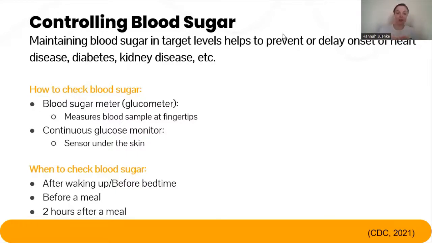When to check our blood sugar now? Quite often throughout the day, especially if your doctor has said, hey, you're at risk for having prediabetes, or you are running high as far as blood sugar goes. So things that we can do to help control, just being mindful and checking your blood sugar throughout the day. This is something that your doctor has talked to you about. Okay, so when to check it? After waking up, before bedtime, before a meal, and then 2 hours after a meal.